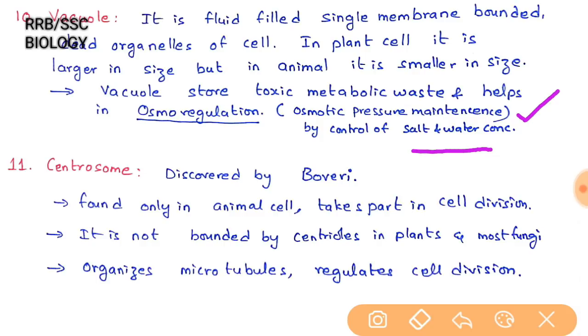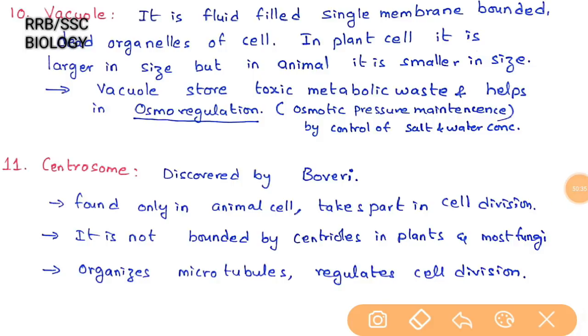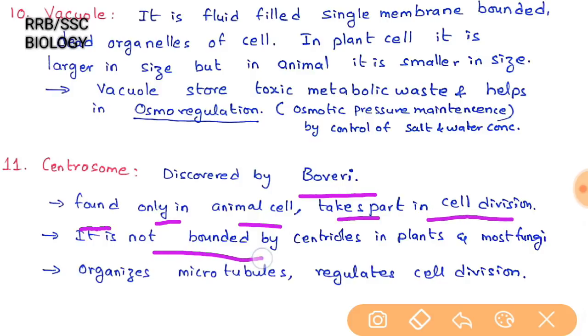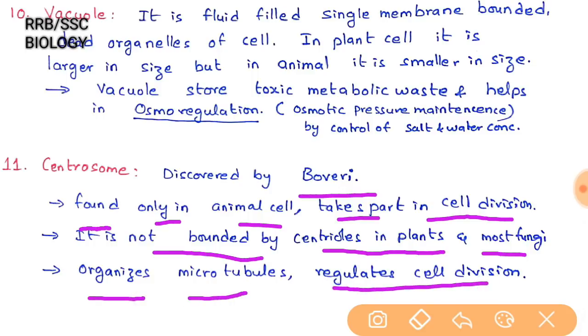What are centrosomes? The centrosome was discovered by Boveri. Centrosomes are found only in animal cells, and the centrosome takes part in the cell division of the animal cell. It is not bounded by centrioles in plants and most fungi. It organizes microtubules and regulates cell division.